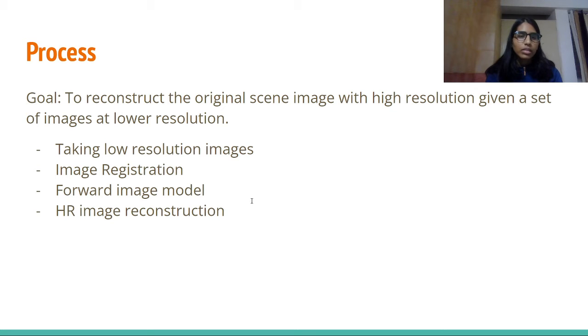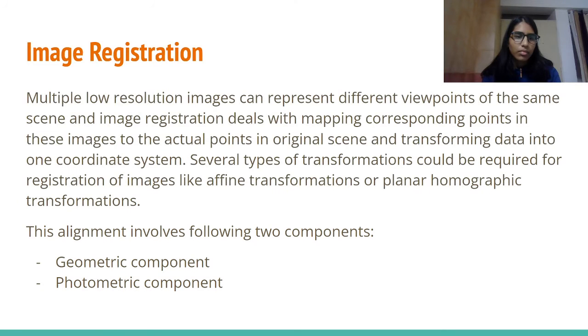Now then we can apply the super resolution procedure to the aligned composite image. So the super resolution procedure just includes a forward imaging model and then reconstructing the high resolution image. Now, multiple low resolution images can represent different viewpoints of the same scene, and image registration deals with mapping corresponding points in these images to the actual points in the original scene and thus transforming data into one coordinate system.